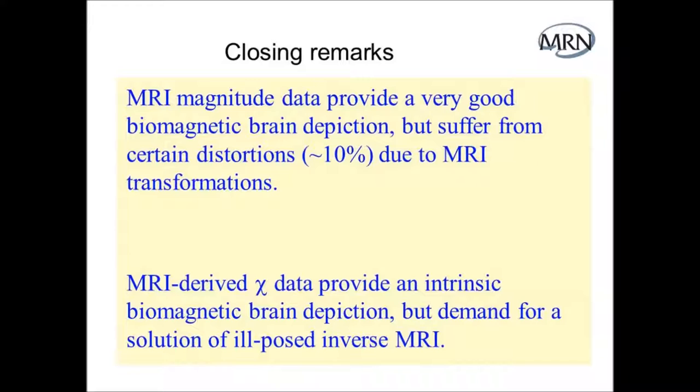Another remark. MRI-derived Chi data, that is Chi source data, provide the intrinsic magnetic brain depiction, because this is brain tissue magnetism. The property in itself is not related to MRI technology. So it's very natural, and we call it intrinsic. It's this natural and intact property of brain structure and brain function.